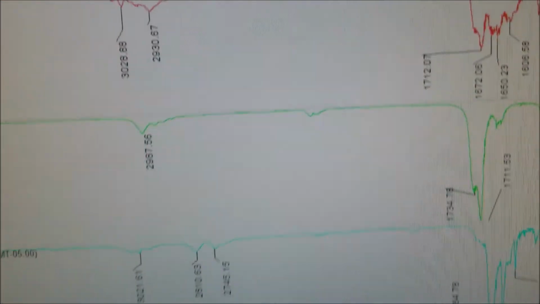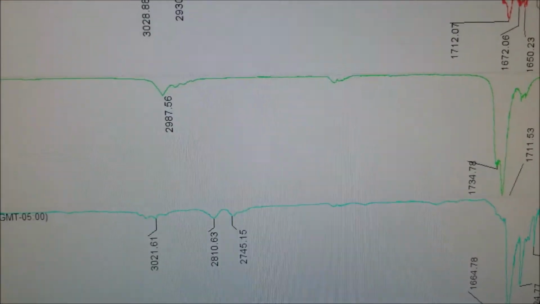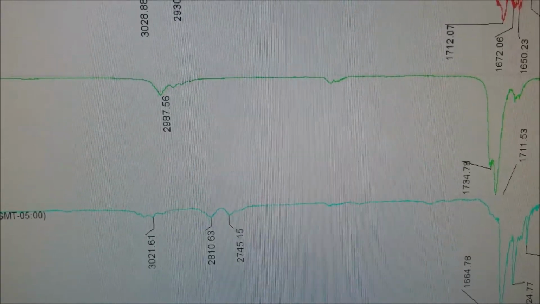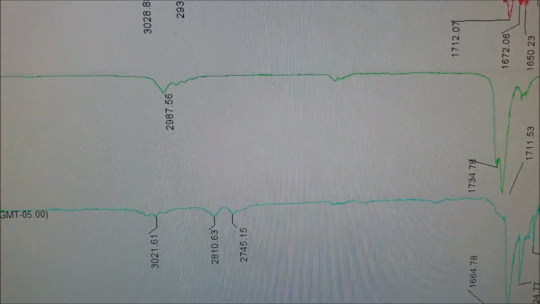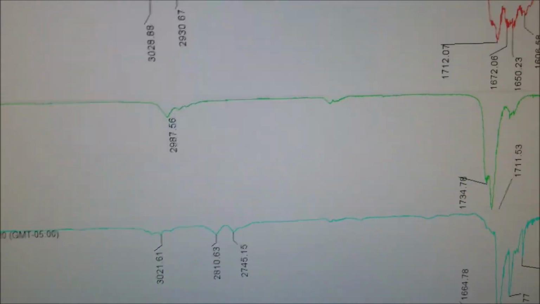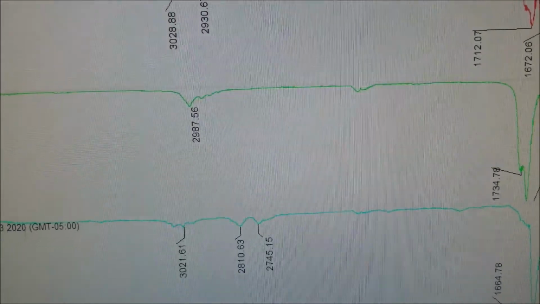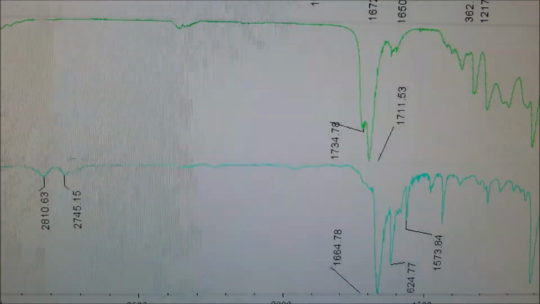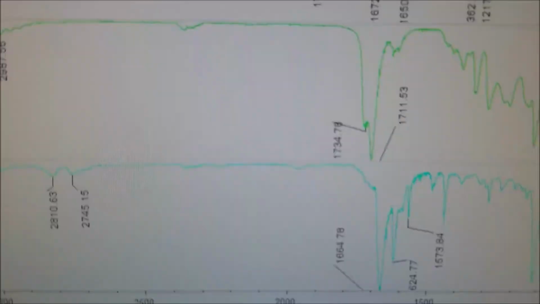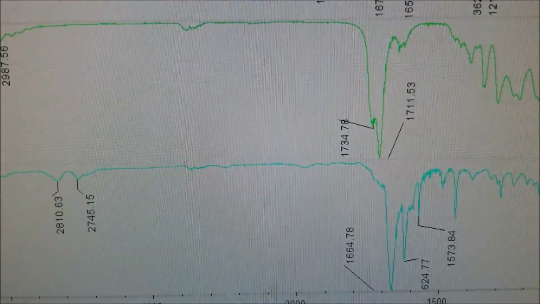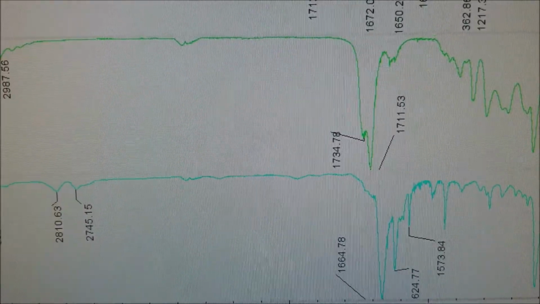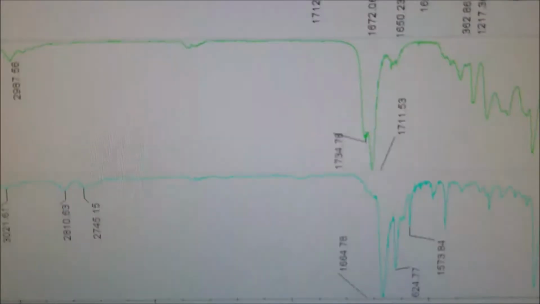Now, as we look at the ethyl acetoacetate, we have a peak at 2887, only CH sp3 hybridized stretches, and we see two distinct C double bond O peaks at 1711 and 1734.